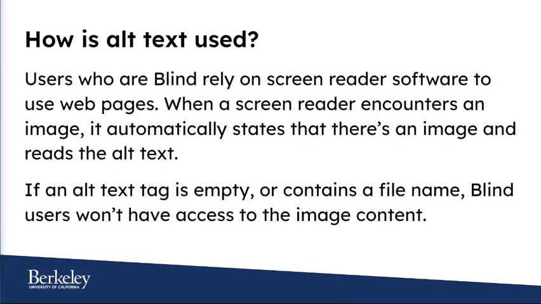How is alt text used? Users who are blind rely on screen reader software to use web pages. When a screen reader encounters an image, it automatically states that there's an image and reads the alt text. This allows users who are blind to have access to comparable information. If an alt text tag is empty or contains a file name, they won't have access to the image content.